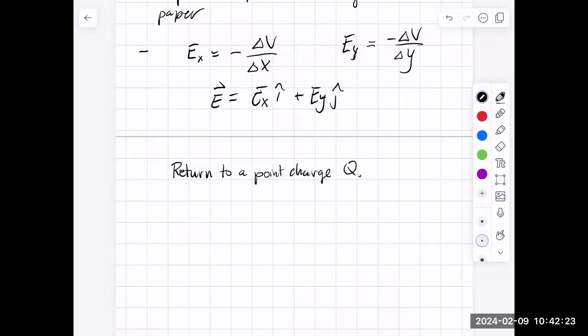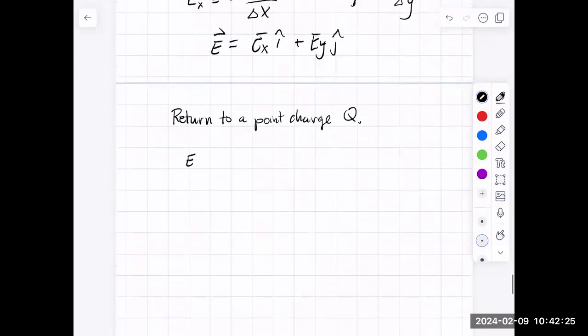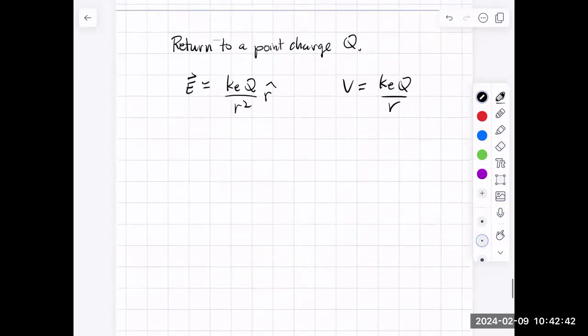capital Q. We know that the electric field due to this point charge is KEQ over R squared, and the electric field points in the radial direction. And now we've worked out that the electric potential is KEQ over R. So what I want to do is first just draw the electric field, and we all know what that's going to look like.